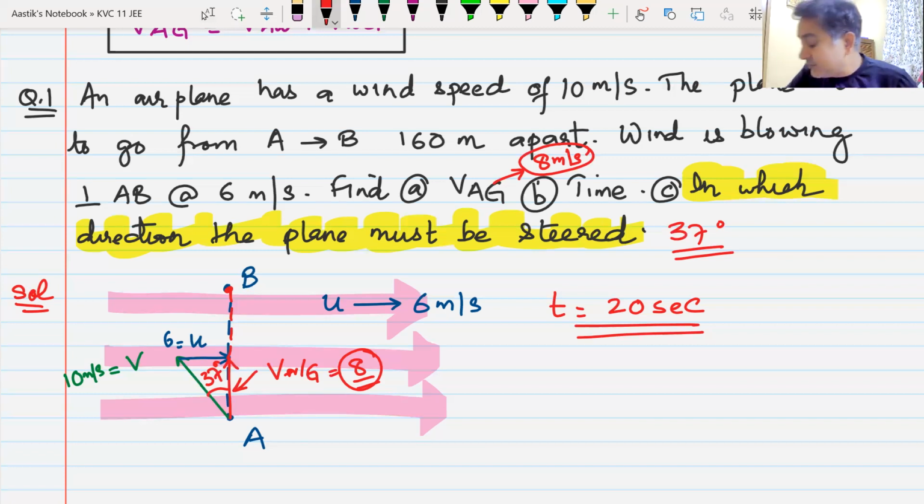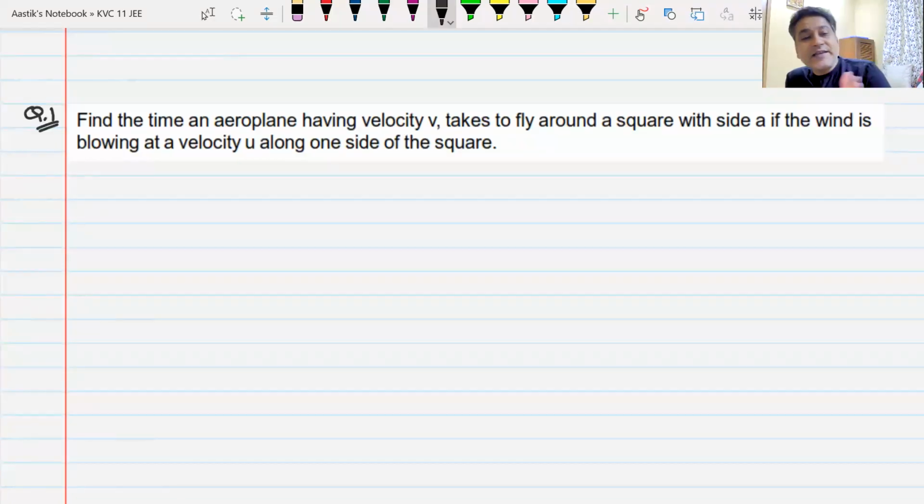This is this. Right? I am not going to Chennai. I am not going to Hyderabad. I'm starting from Bhopal and ending up in Bhopal. That is the question. Find the time an airplane having velocity v takes to fly around a square of side A if the wind is blowing at a velocity u along any one side of the square.